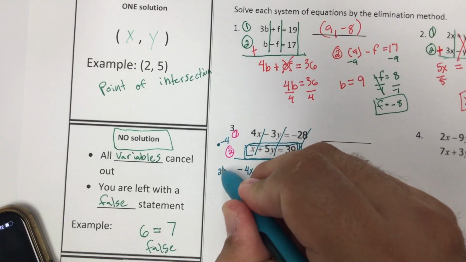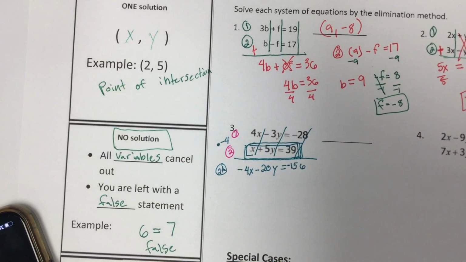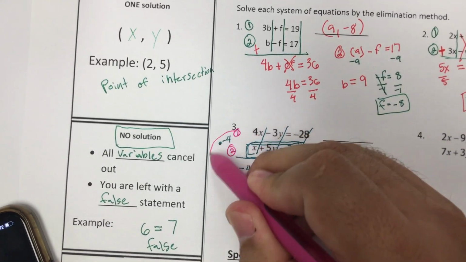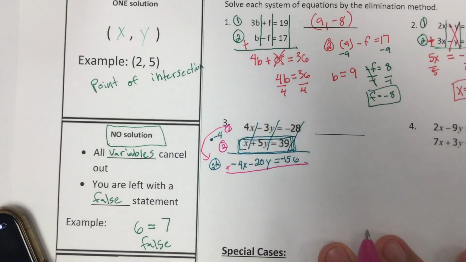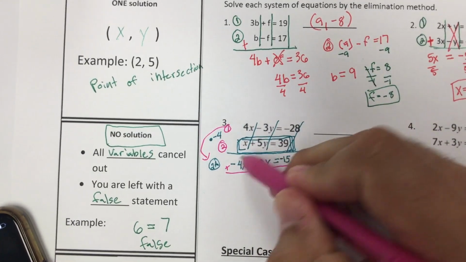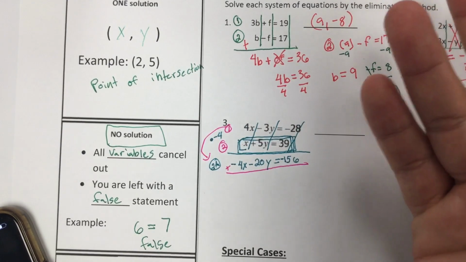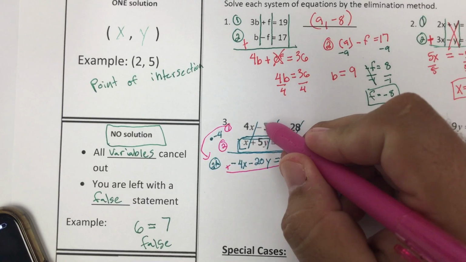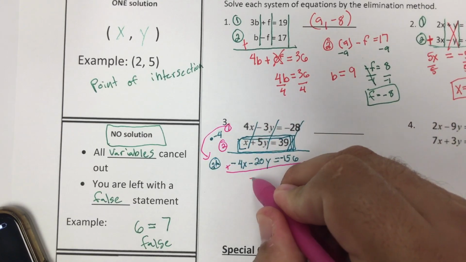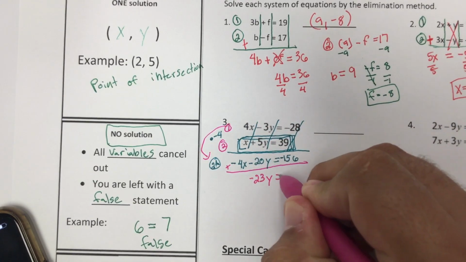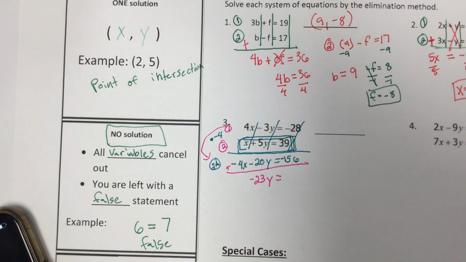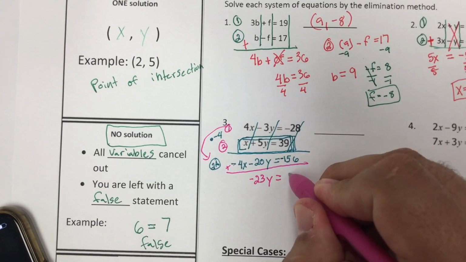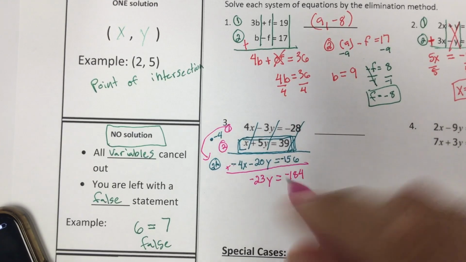I'm going to go ahead and call this 2a, right? It's a new equation. And then I'm going to add equation 1 and equation 2a. Well, 4x plus negative 4x is 0x. It gets rid of the x, and that's what the whole process of elimination is. Then I have negative 3y plus negative 20y is negative 23y equals, and then negative 28 plus negative 156 gives me negative 184.